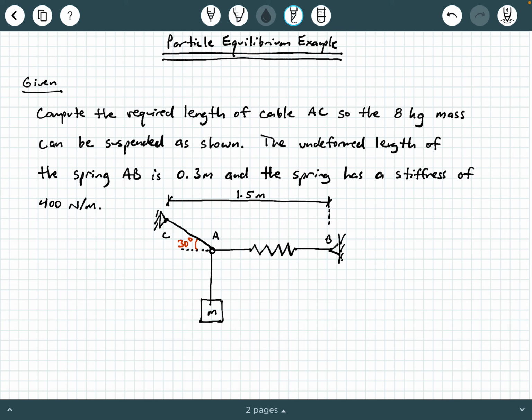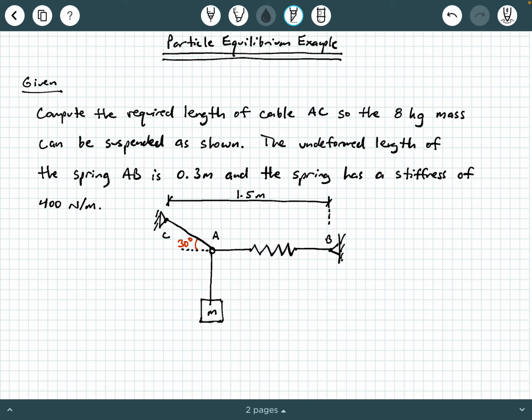Now, anytime we have a problem that involves a spring like we have in AB, you automatically need to think Hooke's law. Hooke's law is a relationship that says the force that develops in a spring is directly proportional to the amount that it will stretch, and it was developed by Robert Hooke. We're going to have to apply Hooke's law somehow in this problem. So we put that in our back pocket for now.